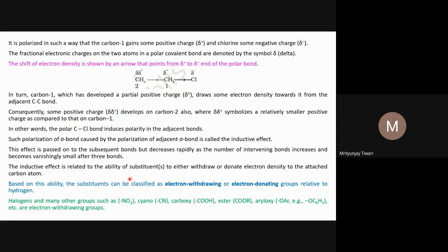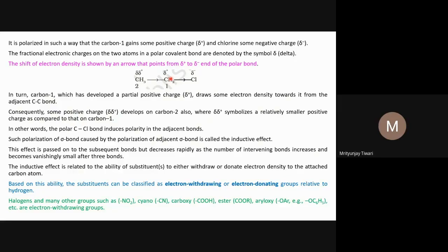The inductive effect is related to the ability of substituents to either withdraw or donate electron density to an attached carbon atom. The inductive effect created here is because of the ability of this chlorine atom to withdraw electrons from this carbon center. Because it is more electronegative, having higher effective nuclear charge, it can withdraw the shared pair of electrons from this carbon towards itself, and subsequently from this carbon to this carbon as well.